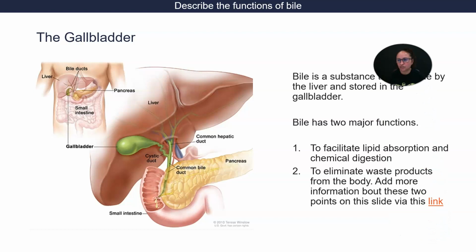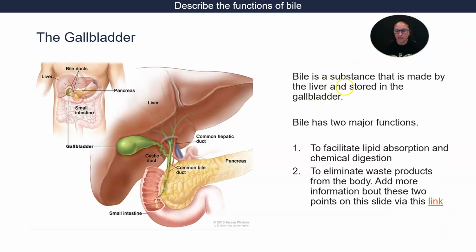So let's spend a little bit of time thinking about what bile is. So bile, as you know, is made by the cells of the liver, which are called hepatocytes, and stored in the gallbladder. You will see when we look at digestion and absorption of lipids that we use bile to break down lipids into their chemical components, okay? And the other thing that bile does is it allows us to get rid of some waste products from the body.